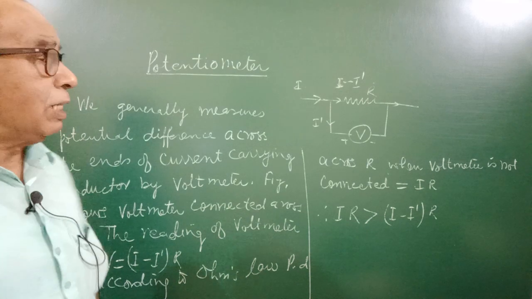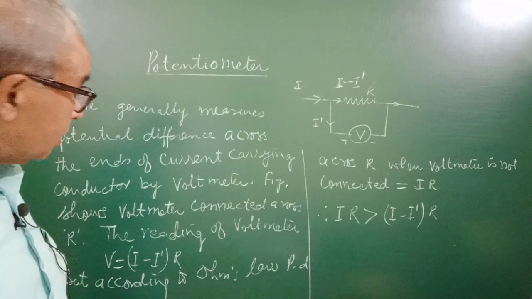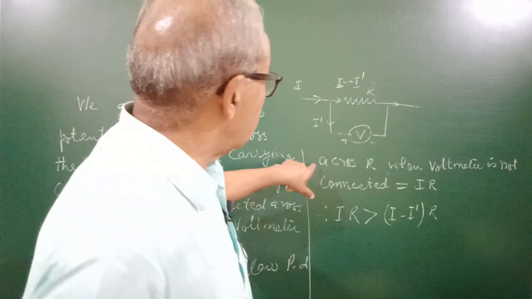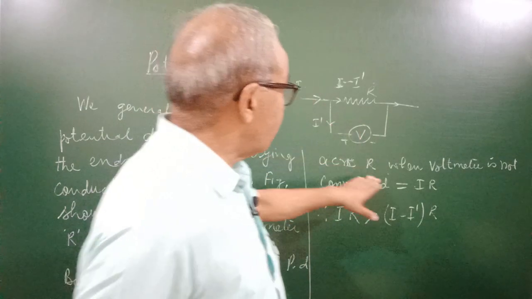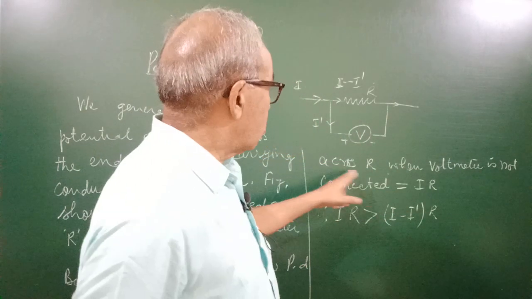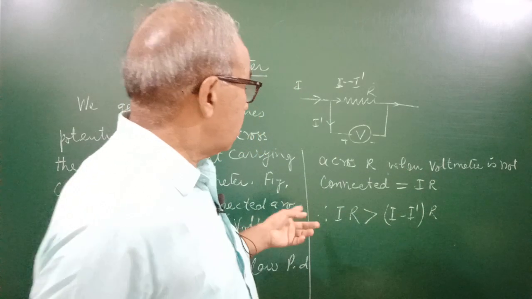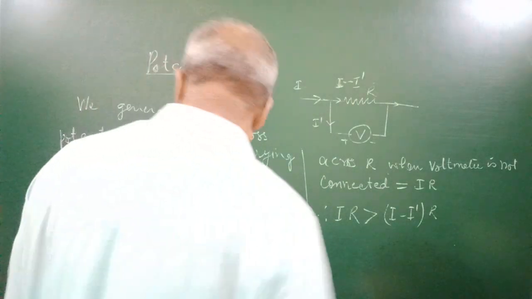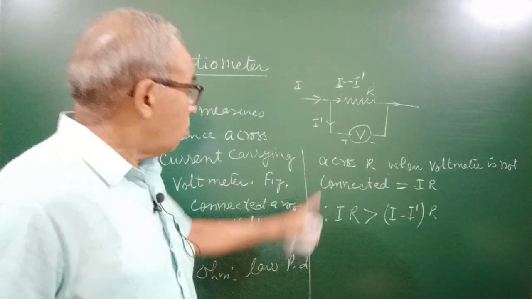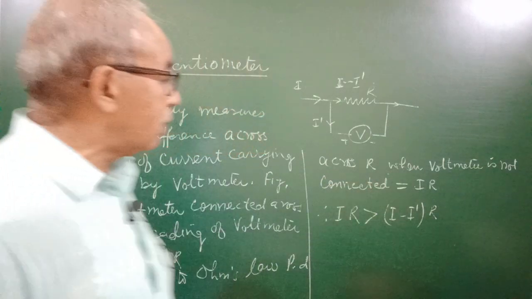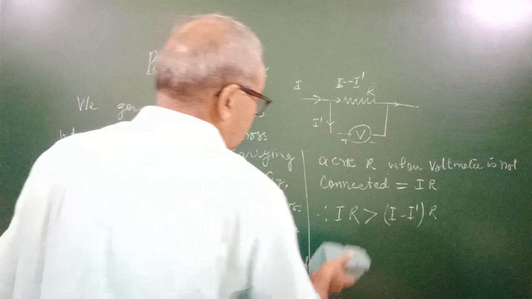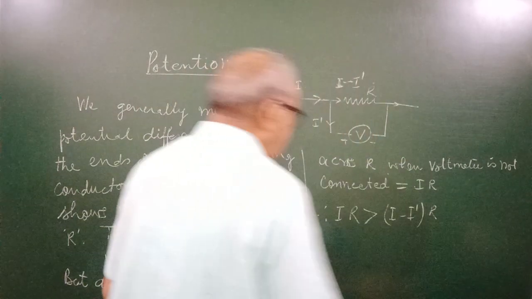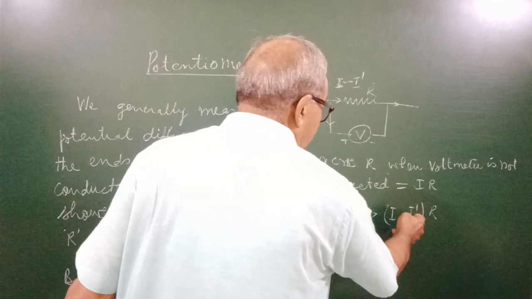In a parallel combination, the potential remains the same. But if no voltmeter is connected, the current through the conductor will be I. Then the potential difference across R, when the voltmeter is not connected, according to Ohm's law, is IR, which is greater than (I minus I dash) R. So IR would have been equal if I dash were 0.